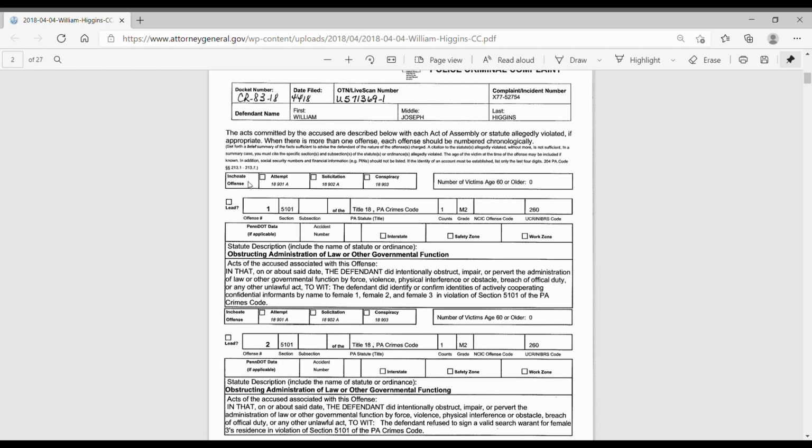Up here you'll see inchoate offenses. If one of these is marked, that means that the offense is either an attempt, solicitation, or conspiracy, so keep an eye out for that.